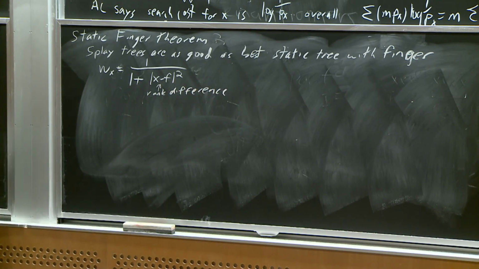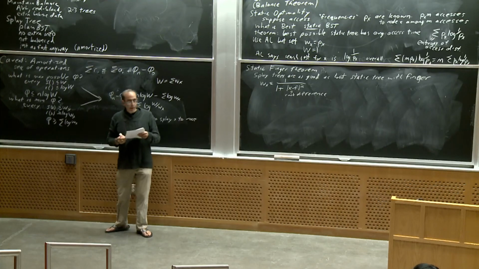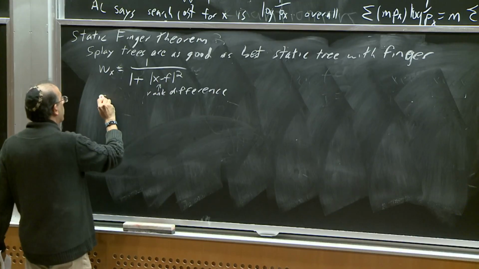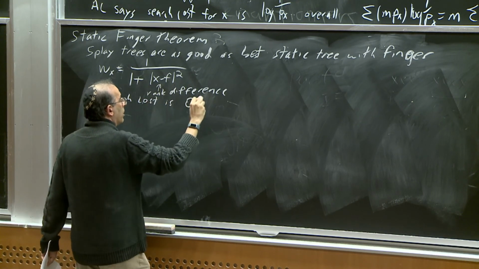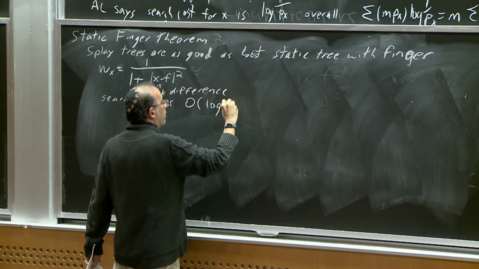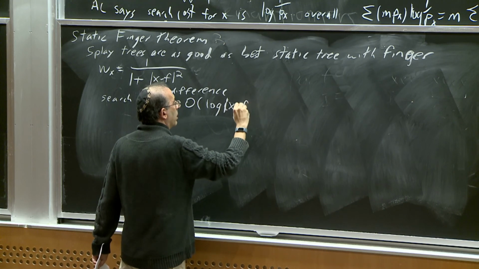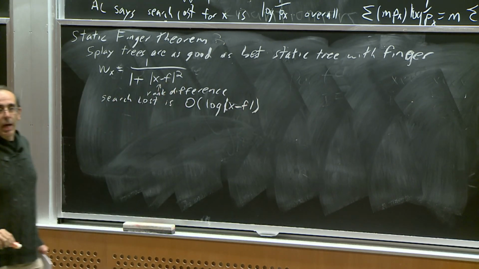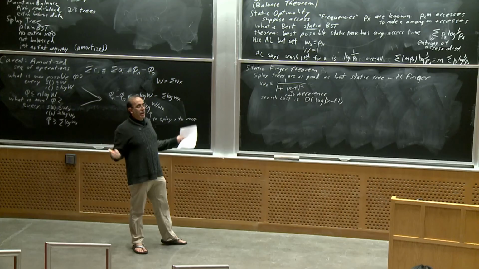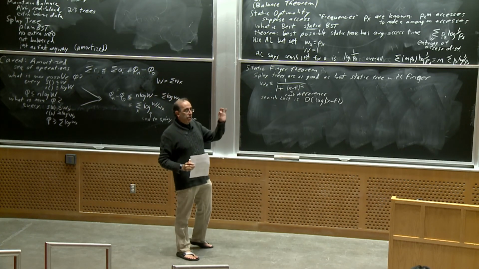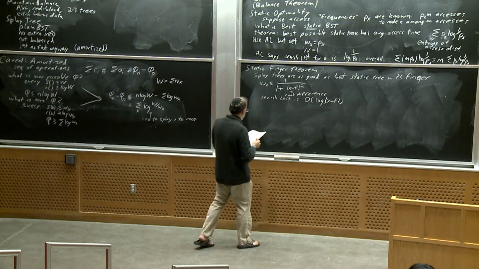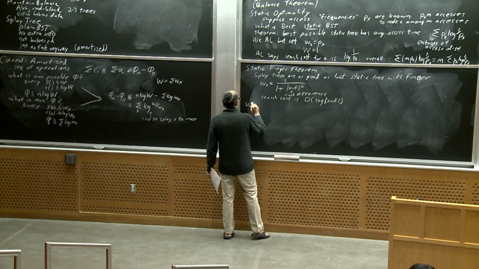And if you do the calculations, you find out that the cost of a search is order of the log of this difference in ranks, which is optimal. Just like searching in a binary search tree, the best thing you can do is log n. Similarly, in terms of a finger, the best thing you can do is log of how many nodes there are between you and the finger. There's working set optimality.